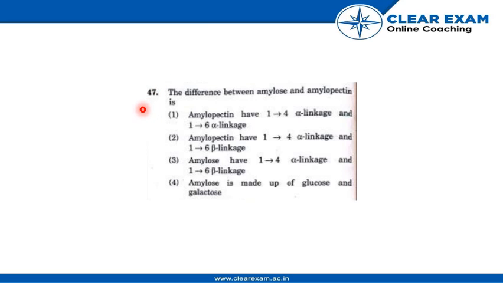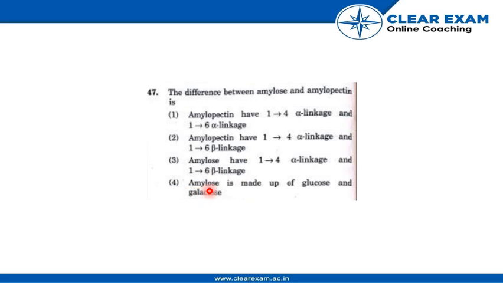Let's see question number 47. The difference between amylose and amylopectin is: first, amylopectin has 1 to 4 alpha linkage and 1 to 6 alpha linkage. Second, amylopectin has 1 to 4 alpha linkage and 1 to 6 beta linkage. Third, amylose has 1 to 4 alpha linkage and 1 to 6 beta linkage.